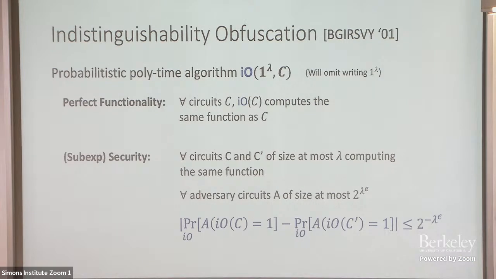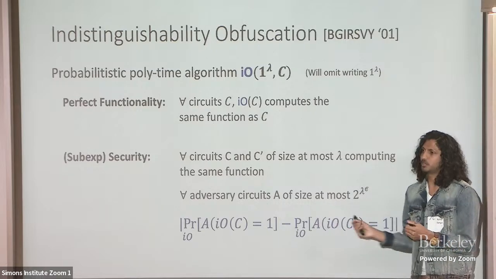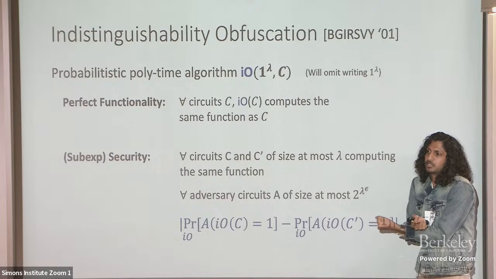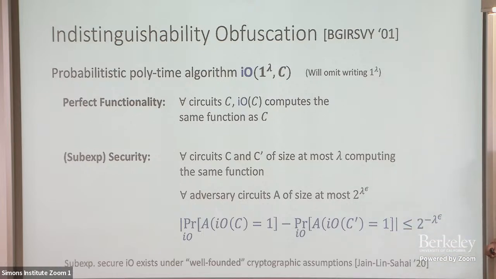Let me give you some intuition for this. Here's an example of a trivial indistinguishability obfuscator. It's not an efficient one, but it's trivial. You just take your circuit and find the lexicographically first circuit that computes the same function. This indistinguishability obfuscator takes a lot of time, but it will guarantee this. Whenever you have two circuits that compute the same function, it's going to give the same output. But that's not an efficient construction.